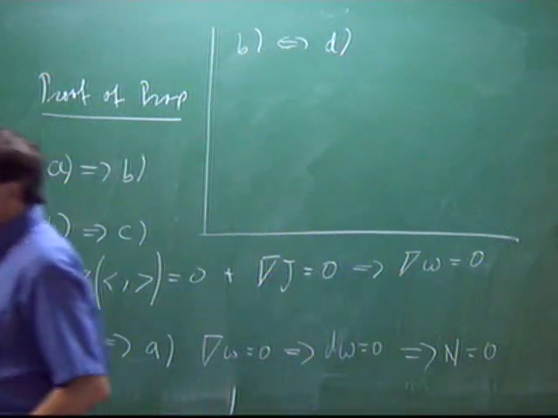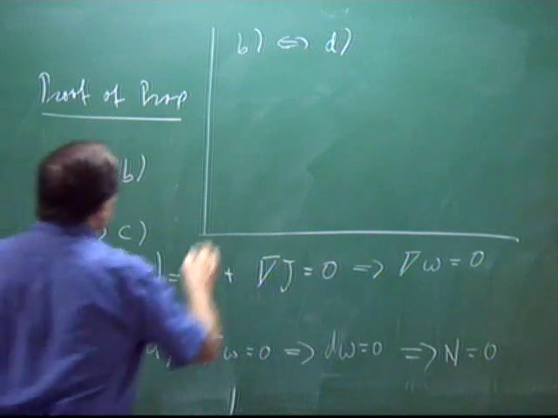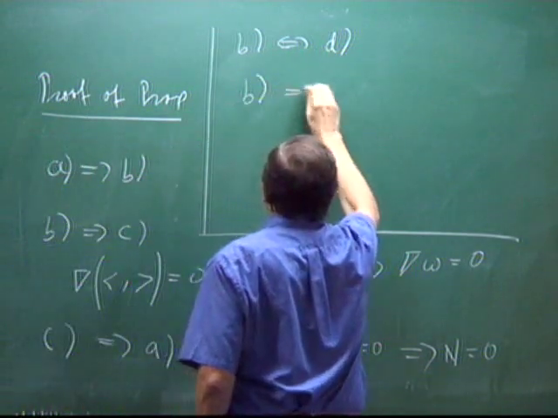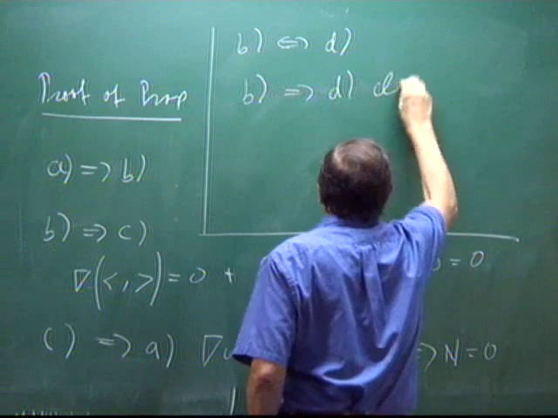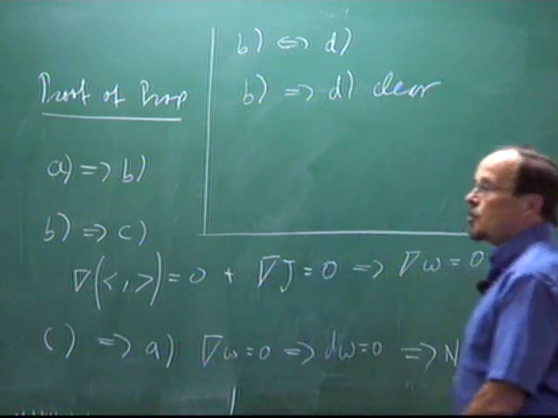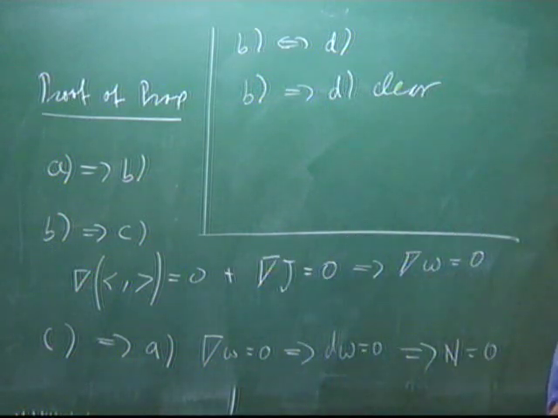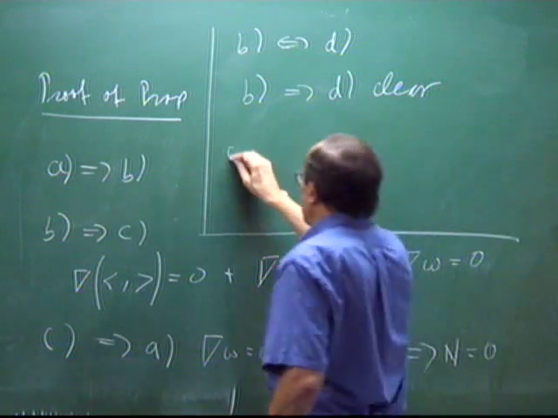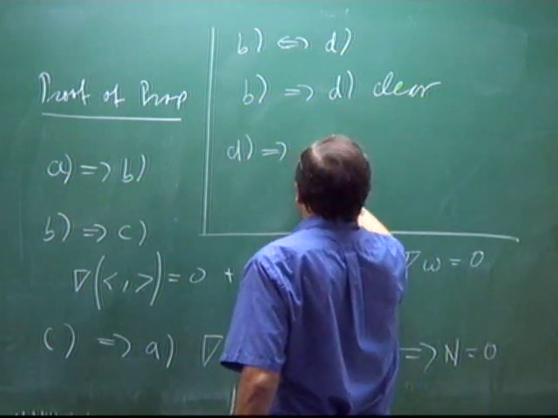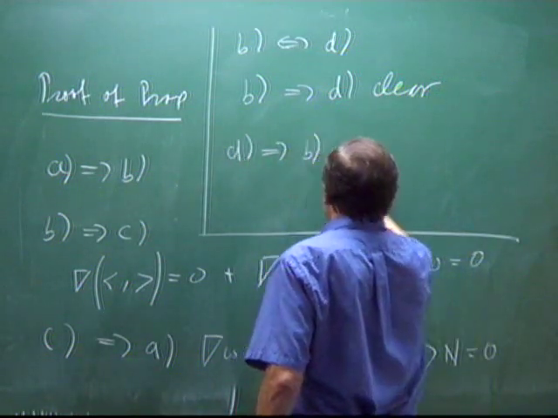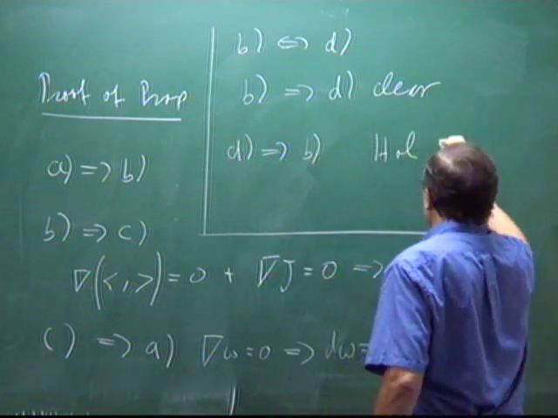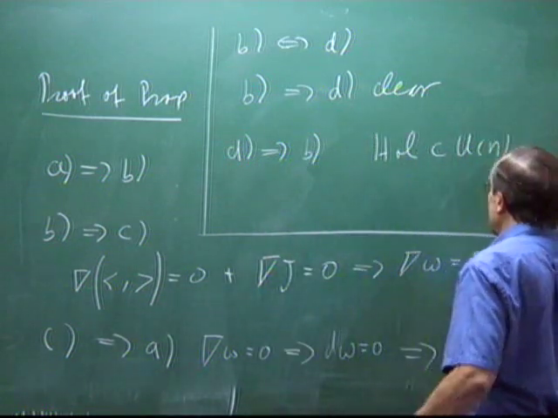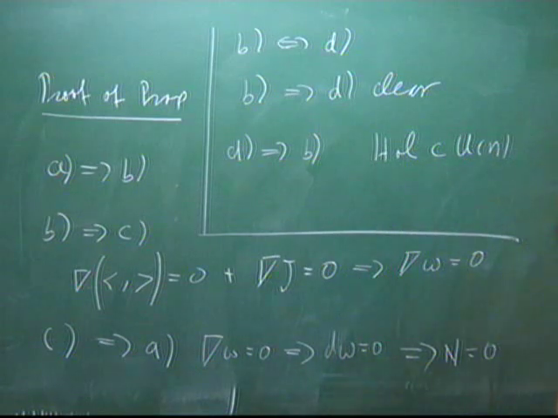So one direction we already saw, right? B implies D. So that's clear. Polynomial is complex linear, power translation is complex linear. The other way around, D implies B, so we know that Hall is contained in UN, that's also obvious, right? What does that mean?